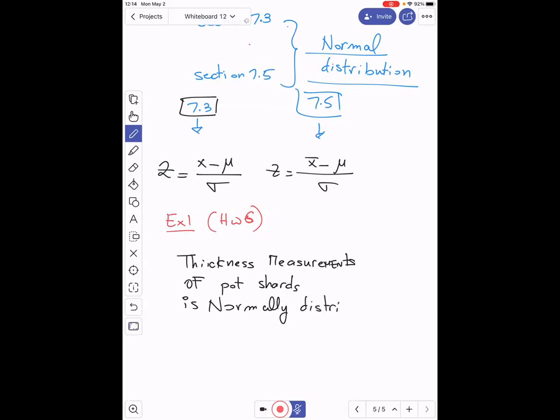So we are talking about this variable x, which is normally distributed. The variable x here, guys, is the thickness measurement of the port charts.